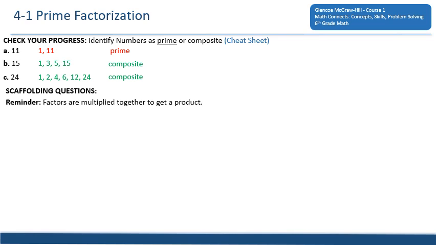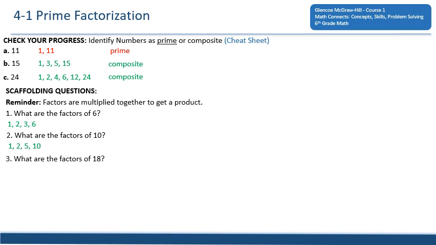Scaffolding questions. Factors are multiplied together to get a product. What are the factors of 6? 1, 2, 3, and 6. What are the factors of 10? Well, we know 1 times 10 and 2 times 5. So 1, 2, 5, and 10.